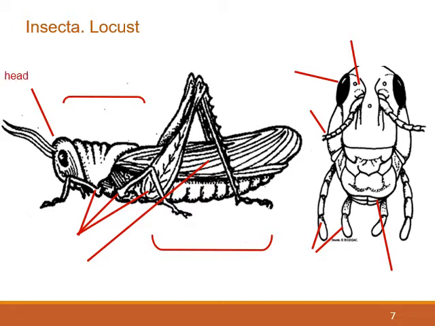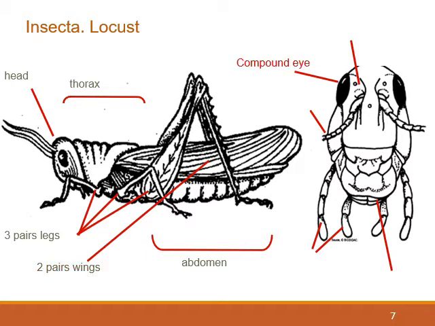At the front end of the locust, you can see their head. In the middle of the locust body plan is this thorax, and then towards the end, we have this abdomen. Extending outwards from the thorax, we have these three pairs of legs and two pairs of wings as well. Looking more closely at the head, we have quite a few different sensory units.